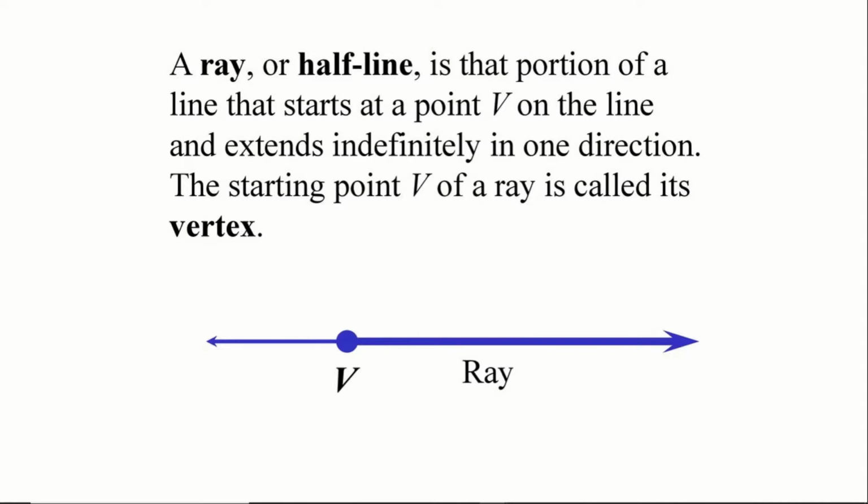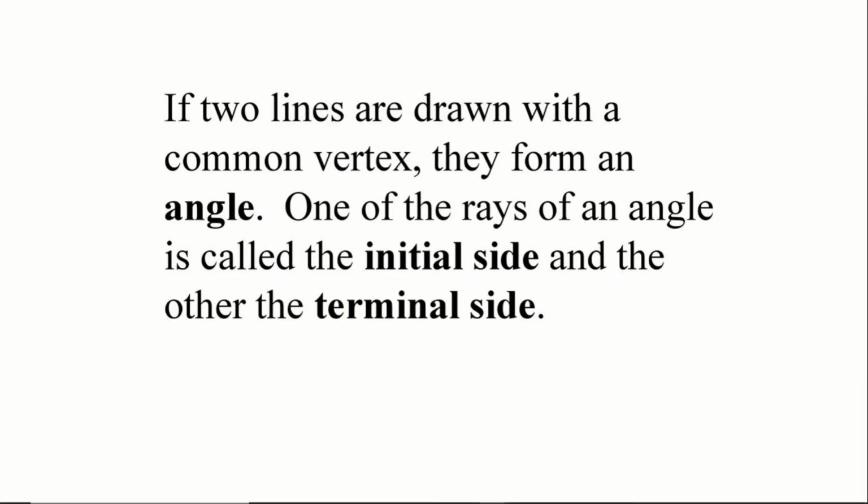First we have to know what a ray is. A ray or half line from V to the right hand side is that portion of a line that starts at a point V on the line and extends indefinitely in one direction. The starting point V of a ray is called the vertex. So from V to the right hand side is considered a half line or a ray, where this point V is the vertex.